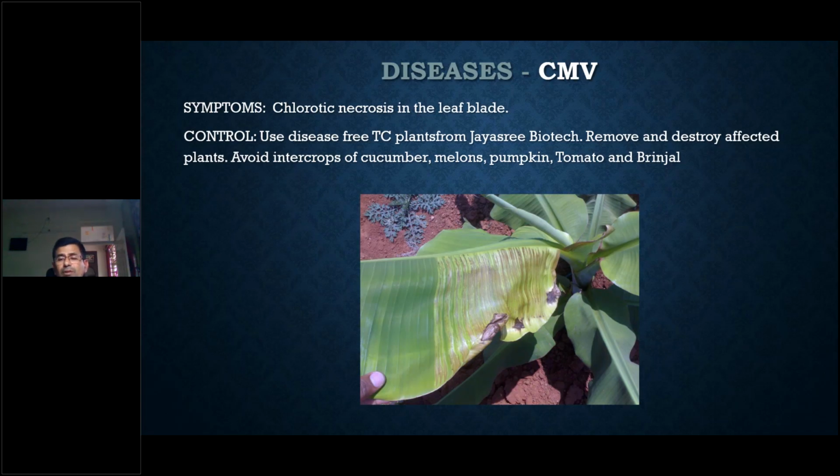And if you buy plants from certified labs like Jain Biotech, DBT certified labs, you will get CMV disease-free plants.